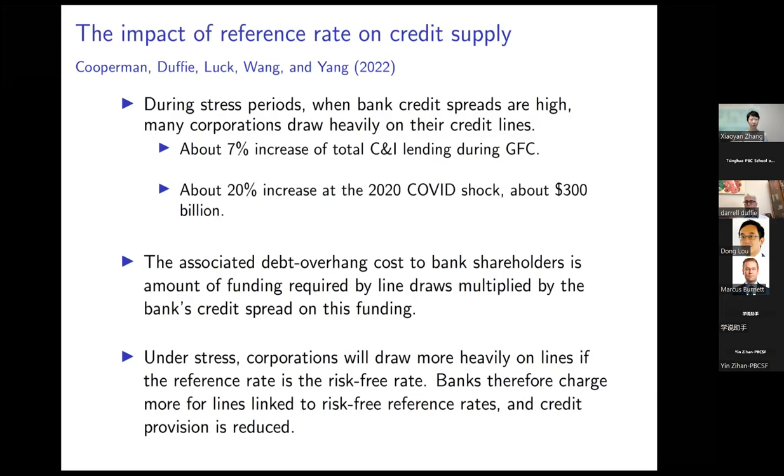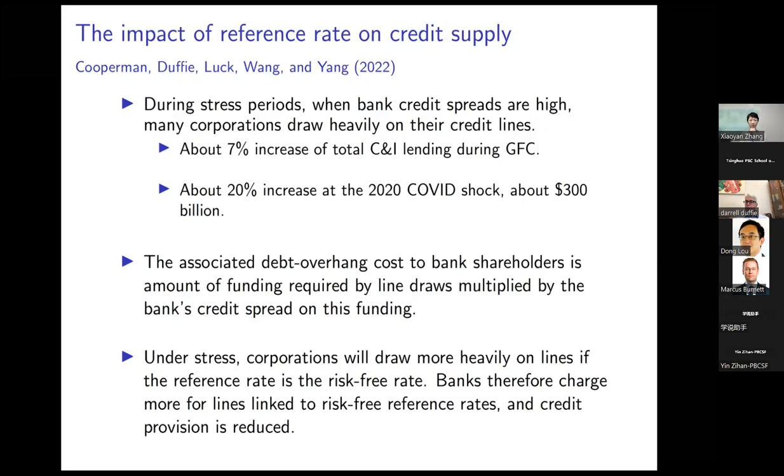So what is the cost to bank shareholders of providing credit in this way? It's the amount of funding that's required by line draws multiplied by the bank's credit spread on that additional funding. That's a loss to bank shareholders. And so bank shareholders want to get compensated for incurring that loss.